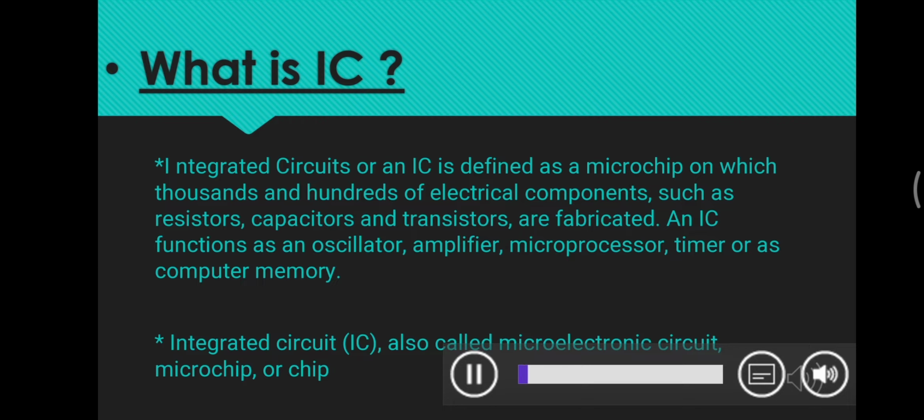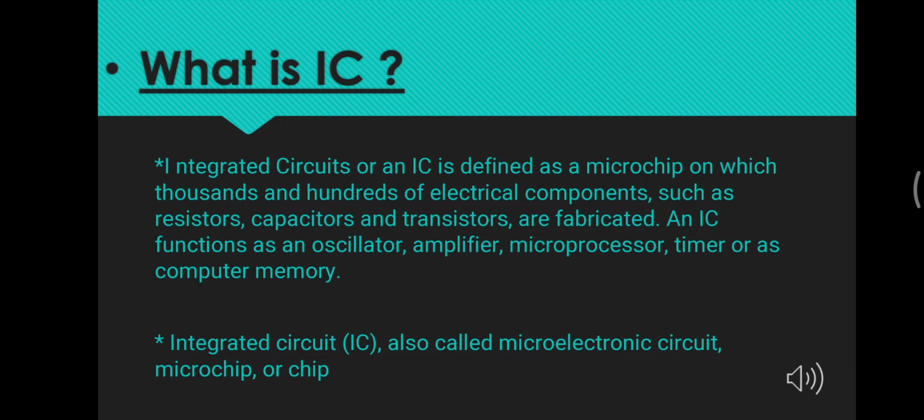What is an IC? An integrated circuit, or IC, is defined as a microchip on which hundreds or thousands of electronic components such as resistors, capacitors and transistors are fabricated. An IC can function as an oscillator, amplifier, microprocessor, timer or computer memory. An integrated circuit is also called a microelectronic circuit, microchip or chip.